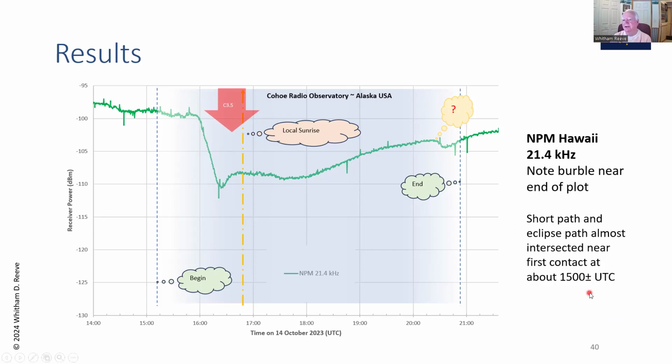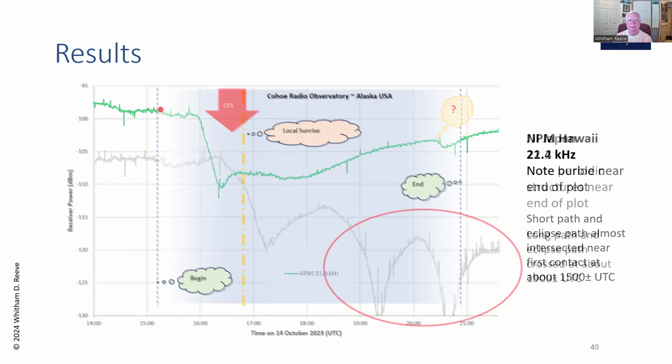The first contact was at about 1500, so the short path and eclipse were almost intersecting at about 1500. That would have been right here at the very top. There's nothing going on there. So I don't see that there are any eclipse effects at the beginning.